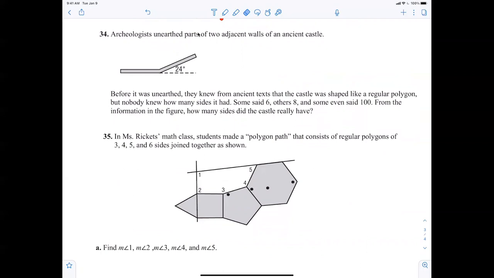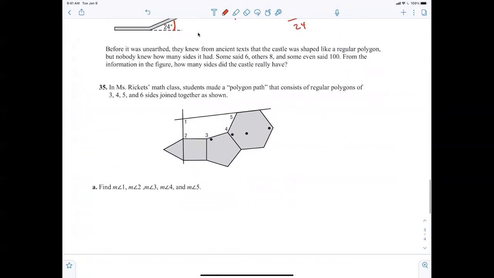Before it was on Earth, they knew from ancient texts that the castle was shaped like a regular polygon, but nobody knew how many sides it had. Some said 6, others said 8, and some even said 100. From the information in the figure, how many sides did the castle really have? Somebody said 15. Everybody's with me on 15, right? 360, because the exterior angle of the wall is what? Yeah, 24. Is everybody okay with that now? All right. 360 divided by 24 is 15 sides. I'm pretty happy with that.